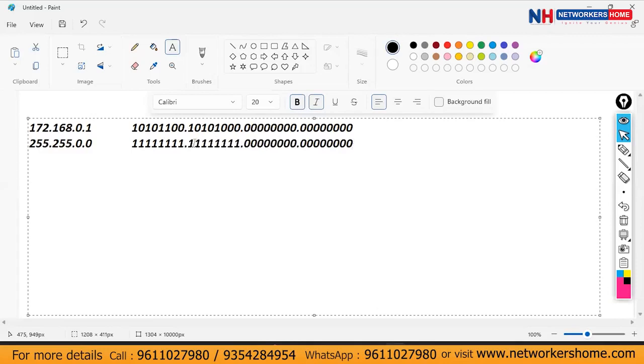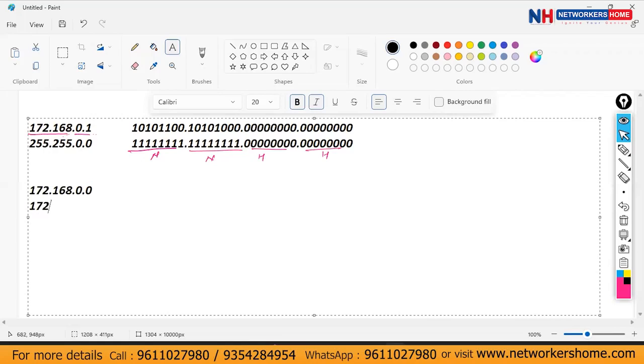If we look at this address, we will come to know this is the network, and the 2 remaining octets are host. So if I want to write the first address, I know that 2 octets are for network and 2 octets are for host. I have to keep the 2 network octets constant, and the host part is going to change from minimum to maximum. So the first address would be 172.168.0.0.